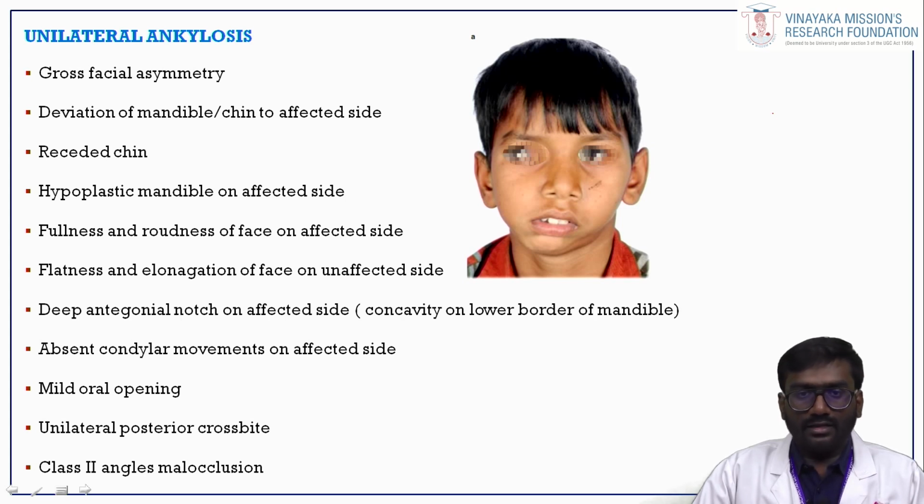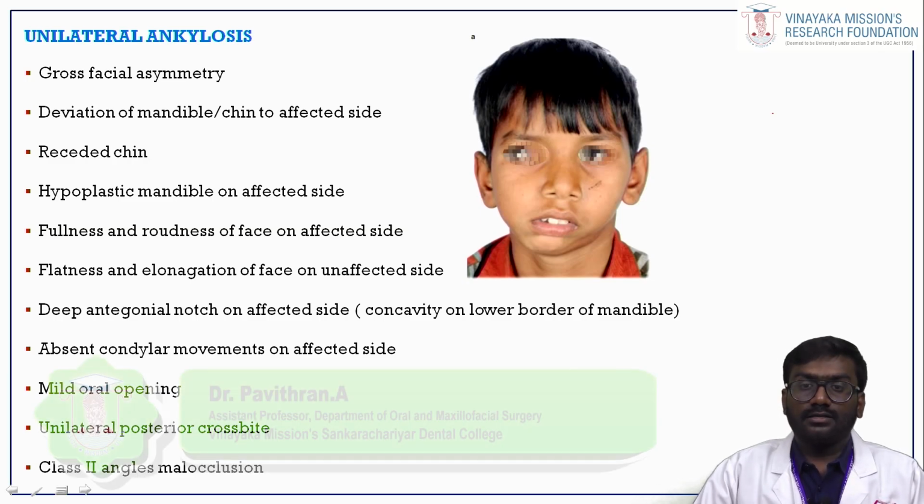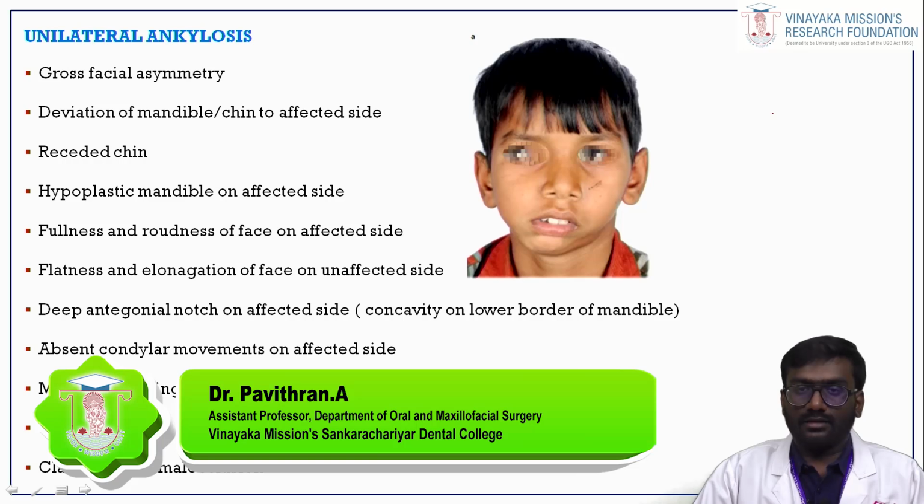And on the affected side, there will be absent condylar movements. You cannot palpate the condyle in that area. There will be limited mouth opening present in a unilateral ankylosis because on the opposite side you have a normal growing condyle, and that contributes to limited mouth opening. And you have a unilateral posterior cross bite because of the affected side, and the patient obviously has a class 2 Angle's malocclusion. That means that there is a normal maxilla with a retrognathic mandible.